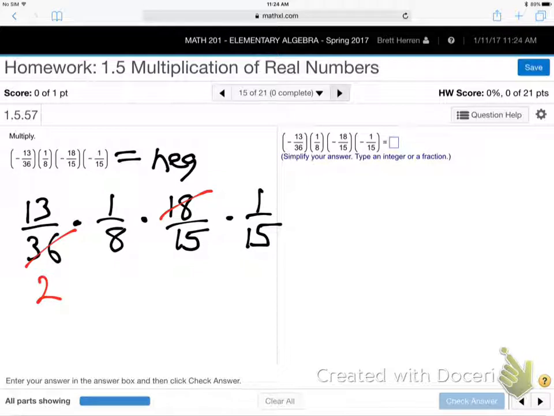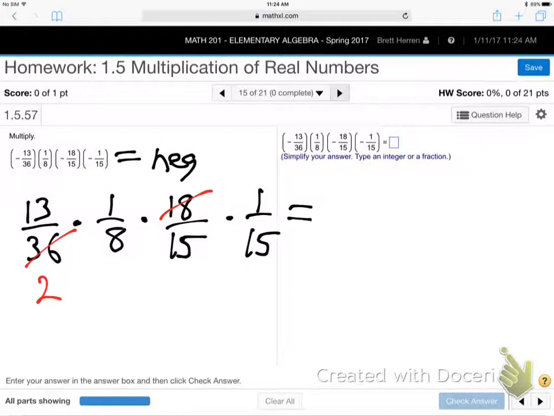So I could do 18 into 36, leaves 2. Can I cancel those two 15s? Can I go like that? No, they don't cancel, right? Those 15s do not cancel, so they stay as they are. So what else can I cancel? Is there anything else? There's really not. Nothing on the top canceled.